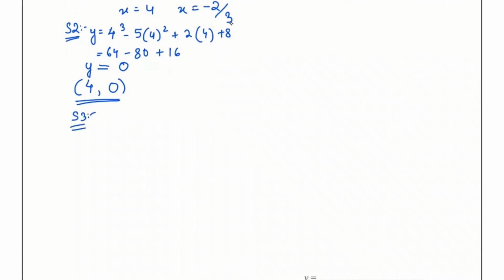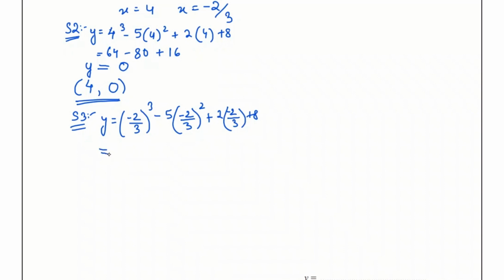Now x is minus 2 upon 3. So y equals to minus 2 upon 3 cube minus 5 into minus 2 upon 3 square plus 2 into minus 2 upon 3 plus 8, which gives me minus 8 upon 27 minus 5 into 4 upon 9 minus 4 upon 3 plus 8.